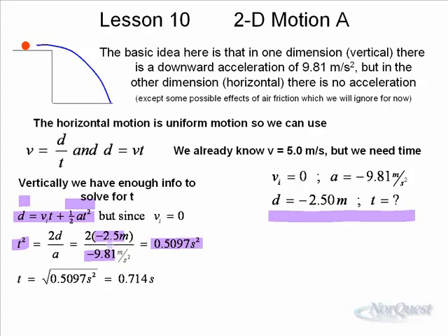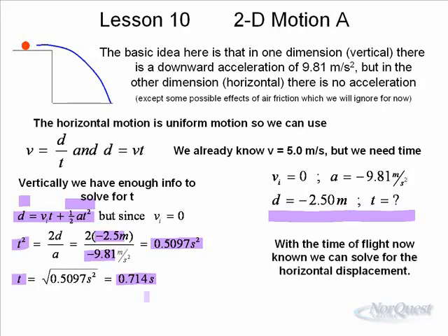0.5097 seconds squared. Remember, it's not seconds, seconds squared. To find t, you have to take the square root of that, and you get 0.714 seconds. That's the time of flight. And since it's the time vertically, it's also the time of flight horizontally.